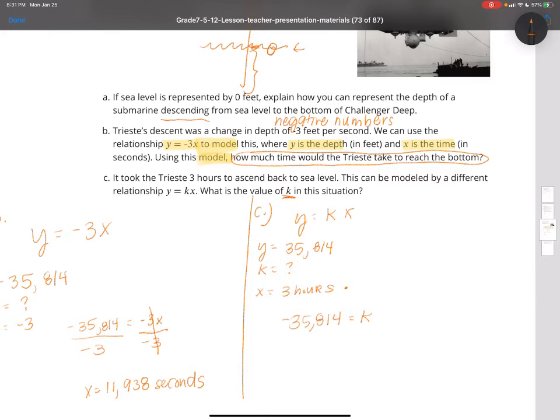So I'm going to multiply 3 hours times 60, then times 60 again. The first 60 represents minutes, because there are 60 minutes in 1 hour. So I need to find out how many minutes are in 3 hours. Once I find that out, there are 60 seconds in 1 minute, so I need to figure out how many seconds. I multiply each one by 60, and I should get 10,800.